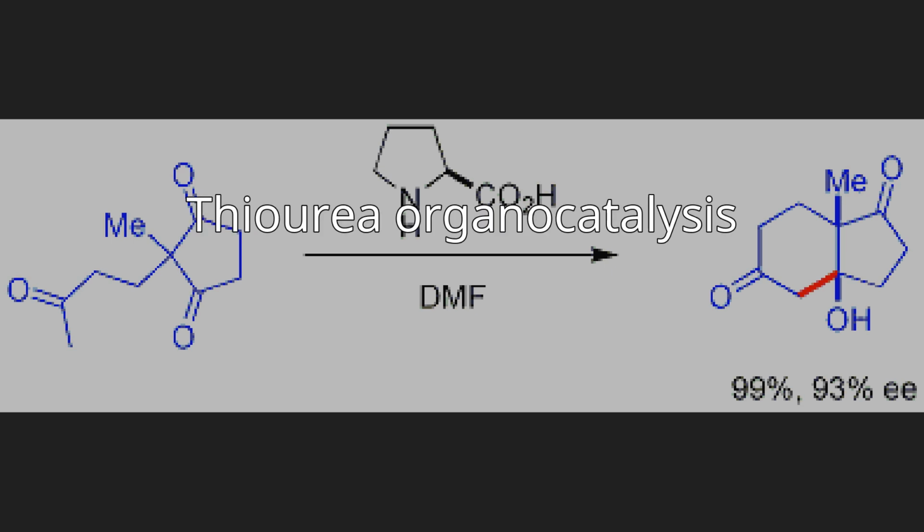Thiourea organocatalysis. A large group of organocatalysts incorporate the urea or the thiourea moiety. These catalytically effective thiourea derivatives, termed thiourea organocatalysts, provide explicit double hydrogen bonding interactions to coordinate and activate H-bond accepting substrates.